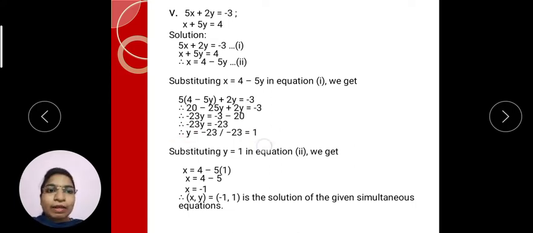Now y is 1. Substitute y is 1 in equation first or second, any one. From these equations you can choose any one. So x is equal to 4 minus 5 into 1. So 4 minus 5 is minus 1, and therefore x is minus 1 and y is 1 is the solution of the given simultaneous equations.